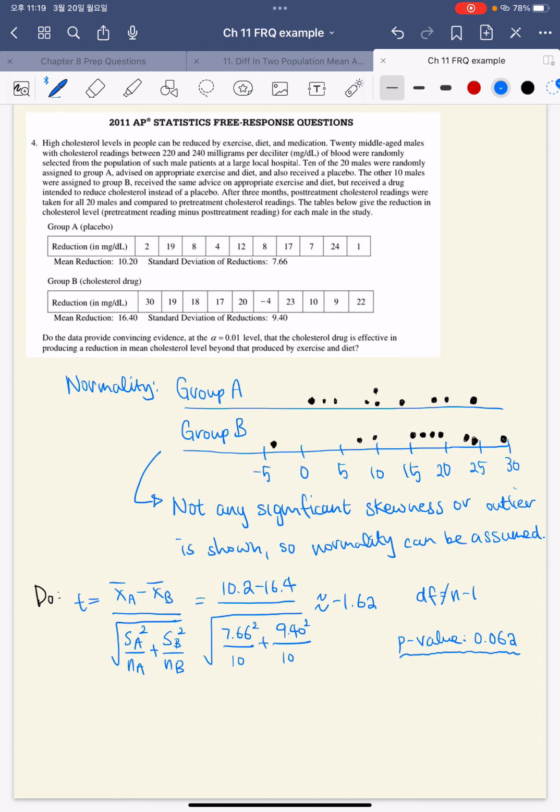Yeah, I think it's kind of hard for me to actually teach you how to find the p-value because I don't know how to use your calculator. So you'll have to do that yourself. But let me know if you were able to get this value.